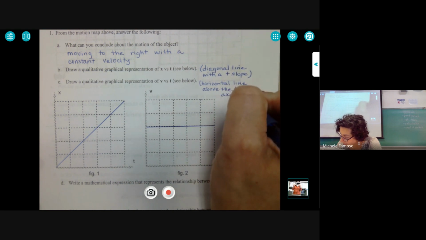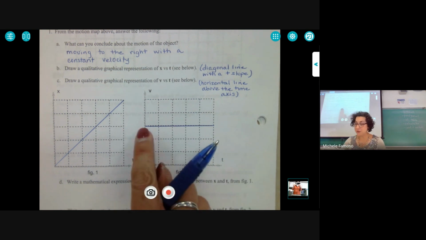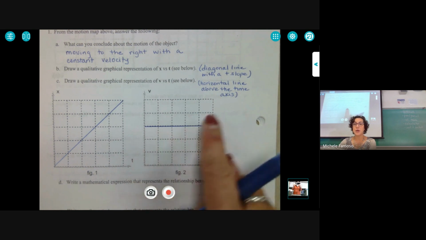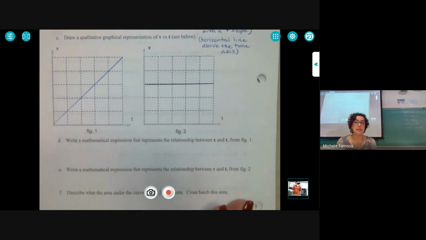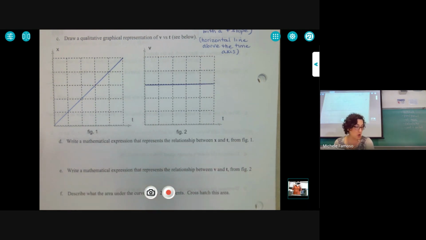The fact that it's a horizontal line not on the time axis means the velocity value is the same at all the times. It's constant. The fact that it's above the time axis tells me it's traveling to the right. Those were patterns we discussed yesterday. Let's now go to part D. Write a mathematical expression that represents the relationship between position and time. In other words, I want an equation.